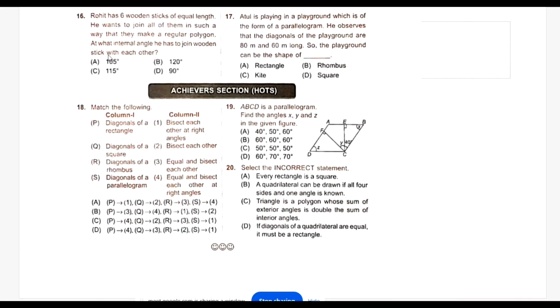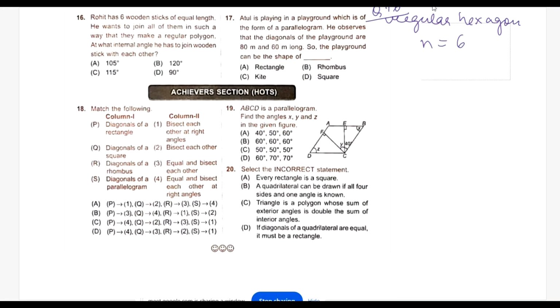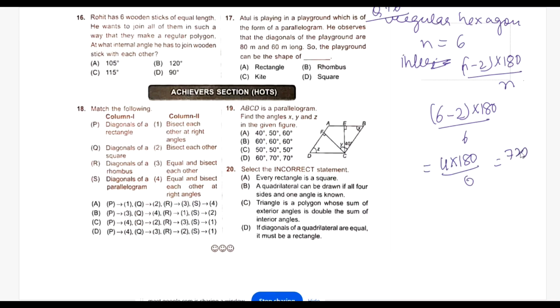In question number 16, Rohit has 6 wooden sticks and they want to join all of them. So 6 means hexagon, and they are joining all equal, so it will be a regular hexagon, right? So I have n is equal to 6 only. I have the formula, right? Interior angle will be nothing but (n minus 2) into 180 degree divided by n, right? So I have (6 minus 2) into 180 degree divided by 6. So 4 into 180 degree divided by 6, or 720 by 6, or I can write 120 degree. So option B will be correct.